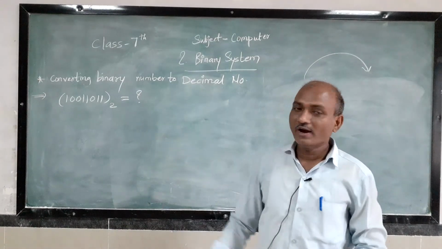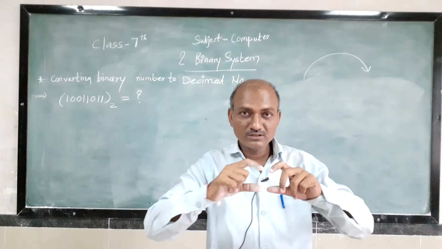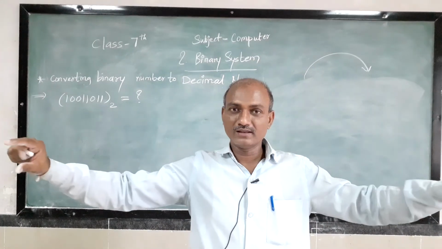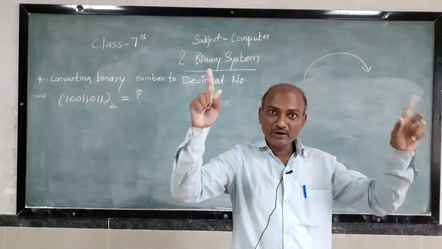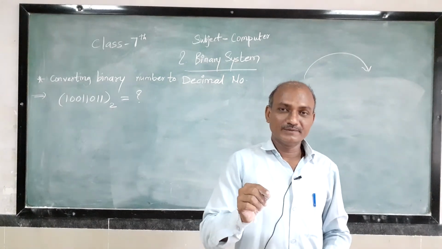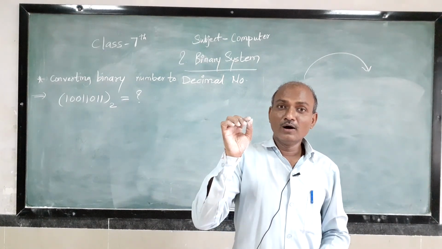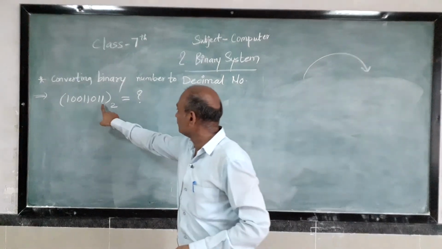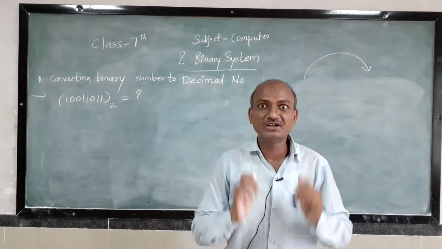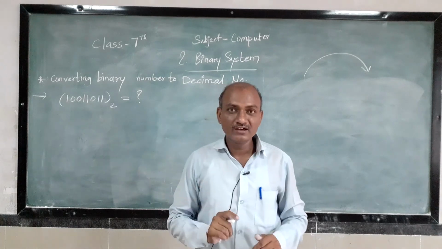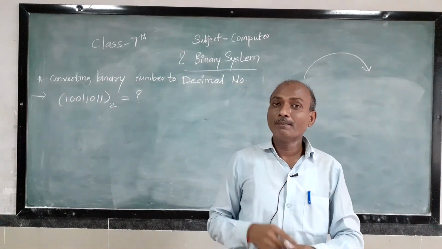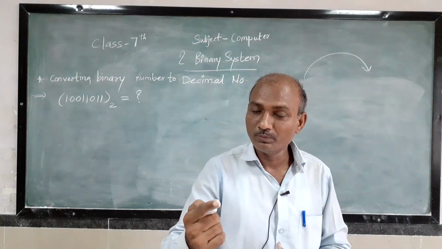For that purpose, what do we have to do? We have to arrange these binary digits in a horizontal, place-wise manner, and we have to write their position values: 1, 2, 3, 4, 5, 6, 7, 8. There are 8 digits in the binary number. Correct? So first we have to write their position values in increasing powers of 2.